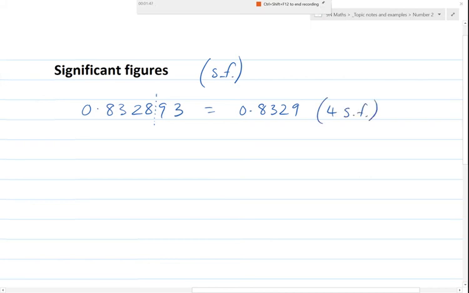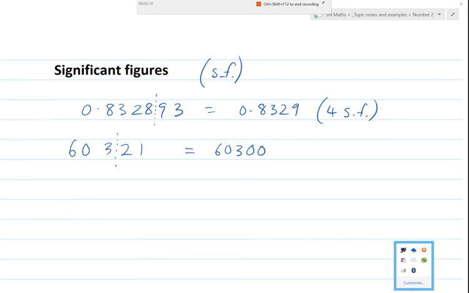Okay, let's look at another example. 60,321, and we'll do this one to 3SF, and so we'd be cutting it off after here. So 1, 2, 3 figures, and the rest becomes irrelevant. So we would simply write that as 60300. So we've rounded it to the nearest 100, and we just write here 3SF.